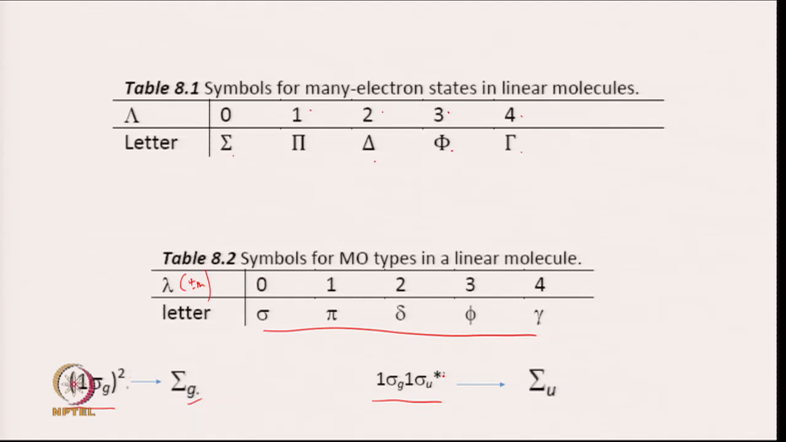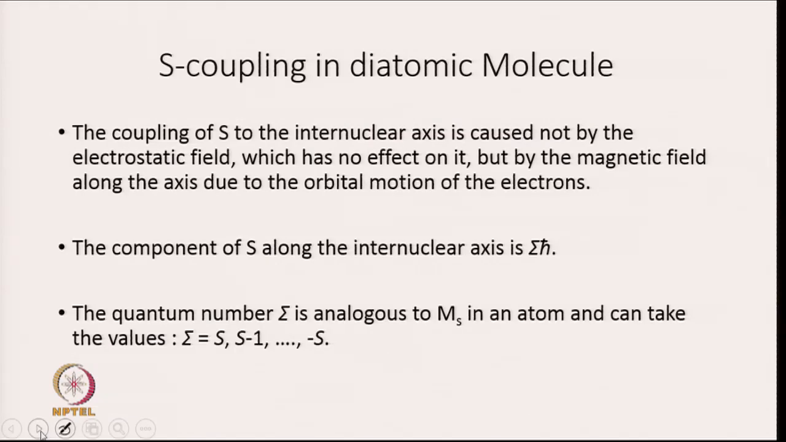Now, look at the first excited state of the hydrogen molecule, 1 sigma g 1 sigma u star, that is the molecular orbital. Again, the value of lambda is 0 for sigma. So, this is 0, this is 0, 0 plus 0, and the only thing that changes is the symmetry. And so, these are the different electronic states associated with the particular configuration. So, sigma g is associated with 1 sigma g 2, and this sigma u is associated with this excited state of the hydrogen molecule. So, this is about the L part.